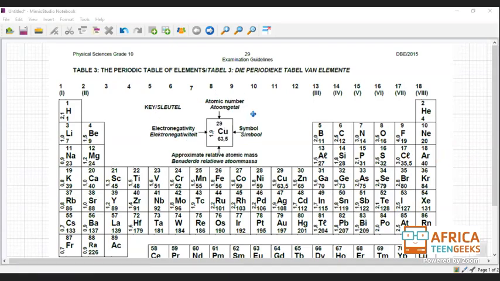Fantastic. So, this periodic table is exactly the periodic table you will get in your test and in your exam. That's why I chose to use this one. You'll see here at the top, it says Physical Sciences Grade 10. Pardon me, I pulled this one straight from your exam guidelines. The exam guidelines were set in 2015. They do revise them from time to time, but these exam guidelines are still what is considered the correct exam guidelines for grade 10. Hello, Tyrese, welcome.